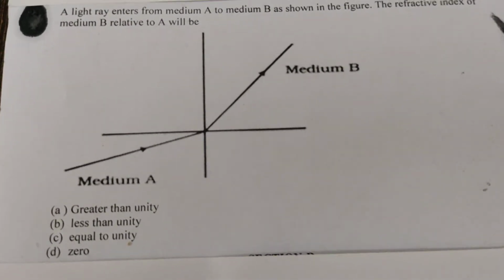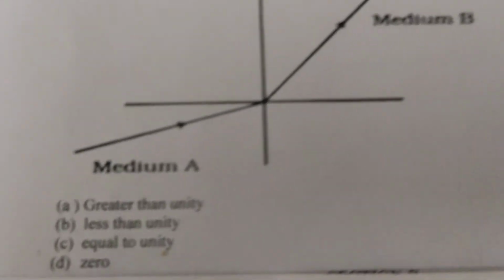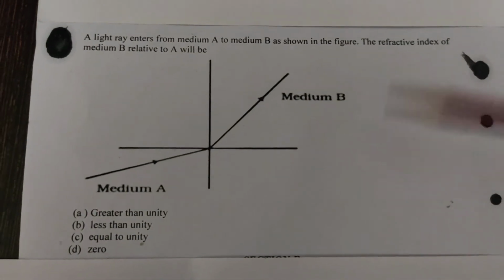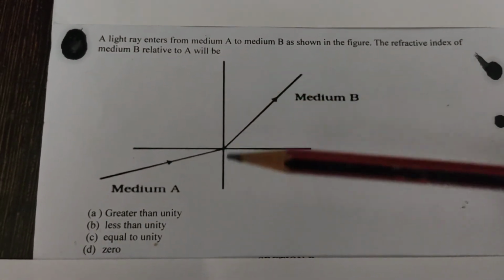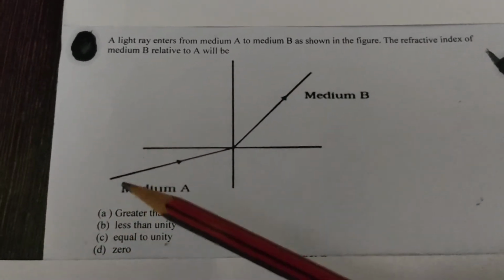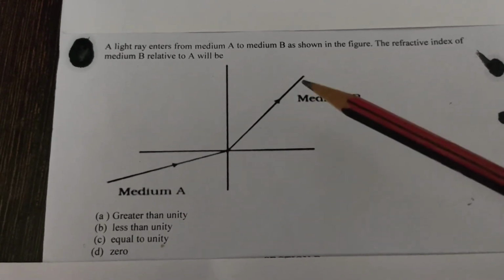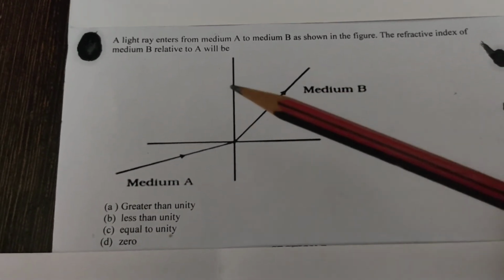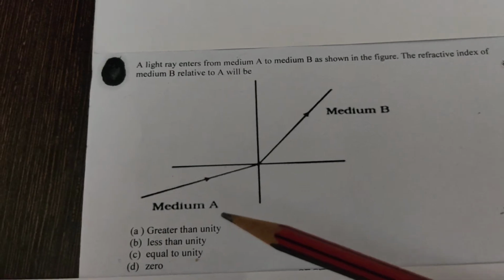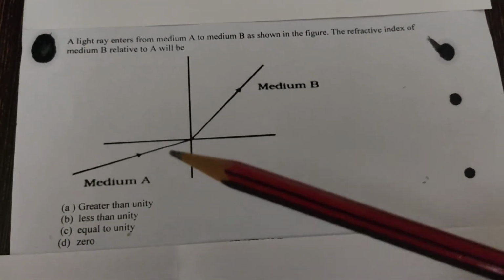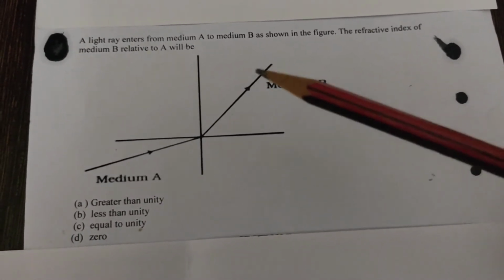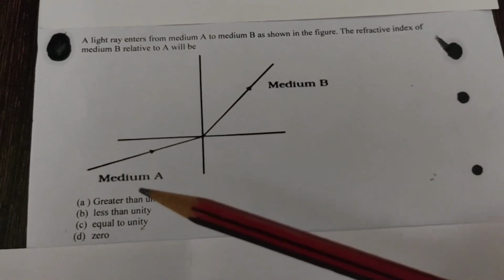Now, we can see that this line, the line without an arrow, this is the normal, okay? And this is the boundary between the two media. We can see that the incident ray, when it enters into the second medium, that is medium B, it is bending towards the normal, which means medium B is denser than medium A. Or we also know that it means that speed of light in medium B is less. It is reduced here. Speed is less in medium B than in medium A.